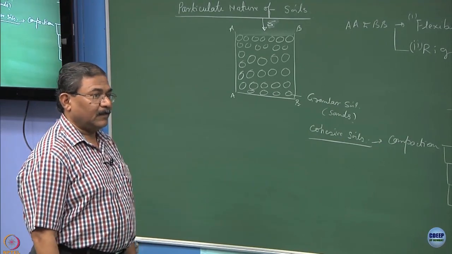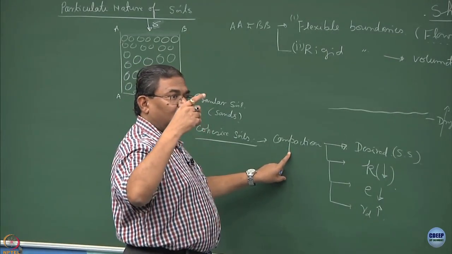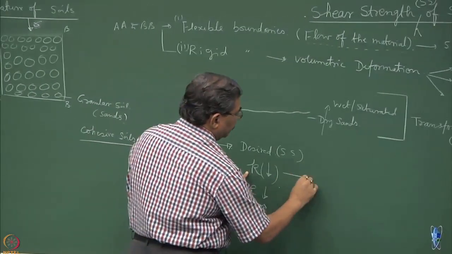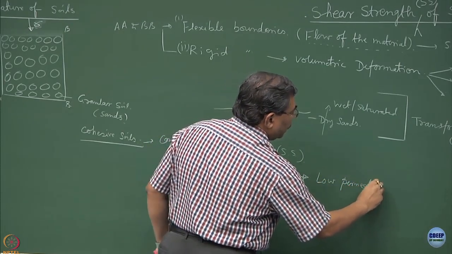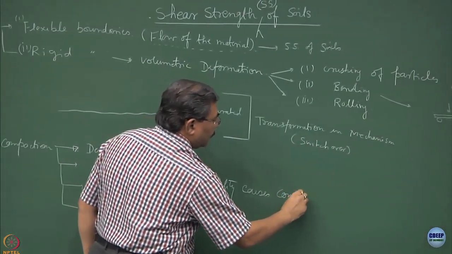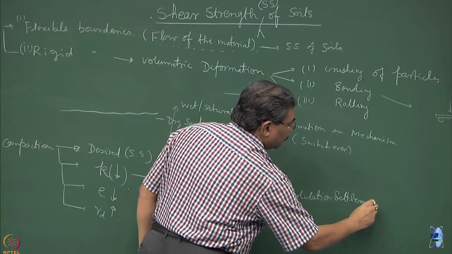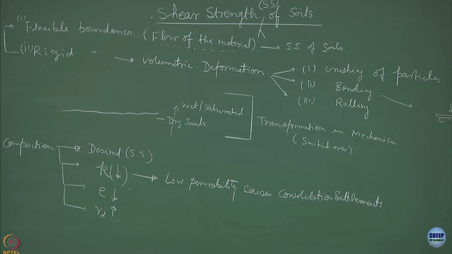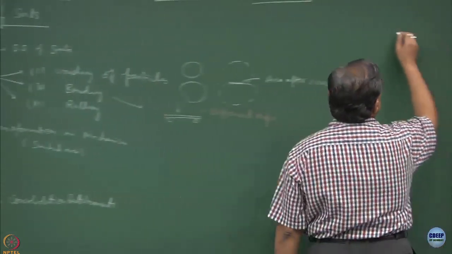What about the consolidation? Now, these systems are quite prone to the lag in pore pressure dissipation. Why? Because of the low permeability. So, low permeability causes consolidation settlement. Is this part okay? And then we have done the analysis of the consolidation settlements. We obtained the stresses which are acting on a system.